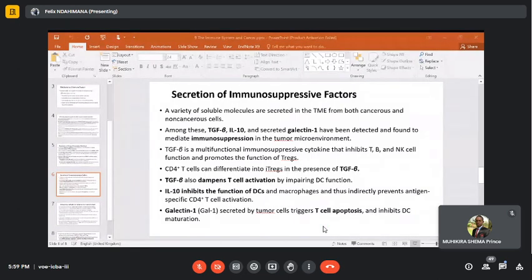TGF beta is a multifunctional immunosuppressive cytokine that inhibits T cell and natural killer cell function and promotes the function of T regulatory cells. If you look at this closely, you can see that it's a multifunctional immunosuppressive cytokine. So it inhibits those natural killer cells, it inhibits T cells. It just promotes the function of T regulatory cells. And if you still remember, these T regulatory cells are the cells that are there to suppress the immune response.